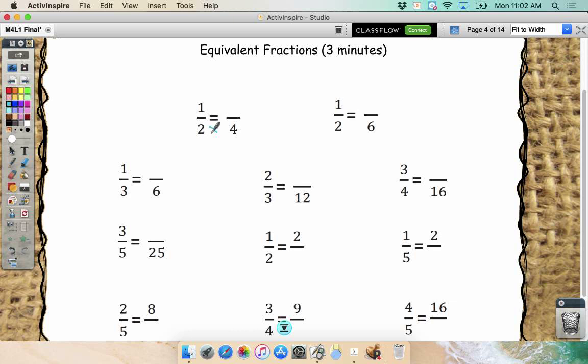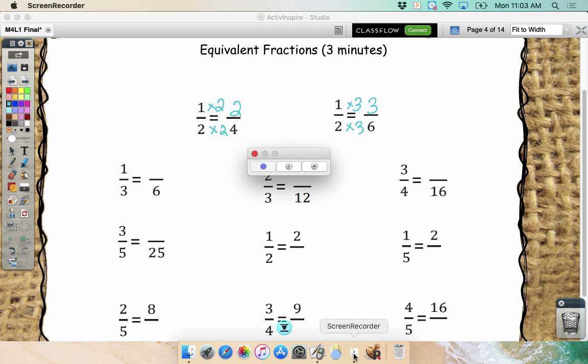So 2 times what equals 4? And so 1 times 2 equals 2. And you don't have to write those numbers in there. I'm just doing that as a visual for you, so you can see my thinking. So 2 times what equals 6? 3. So 1 times 3 equals 3. Okay, finish these and then we'll check them together.